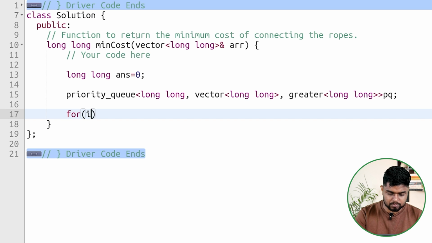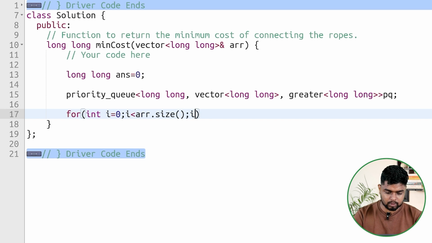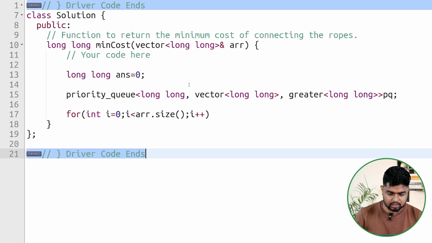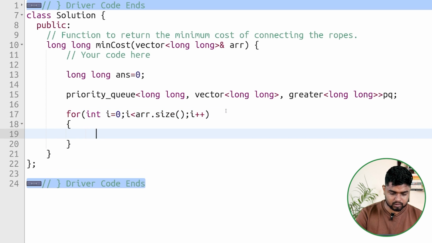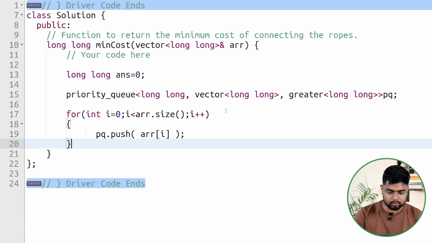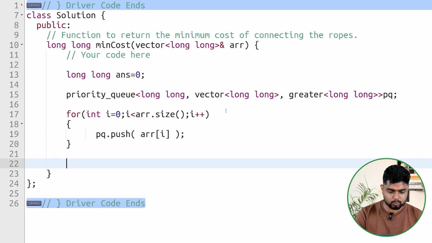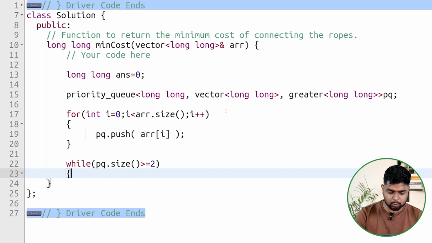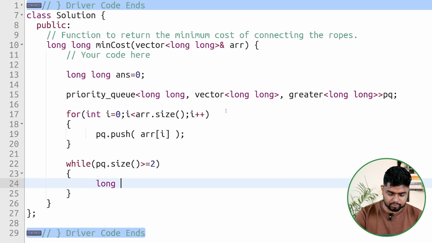Initially we'll insert all the ropes inside. So we'll iterate with i starting from 0, i less than arr dot size, then i plus plus. After that, we are going to push the ith element inside the priority queue, and once we are done with that, the next process will be that we iterate till the priority queue size is greater than or equal to 2, because if there are two or more ropes, then you need to keep on connecting by taking out the two minimums.